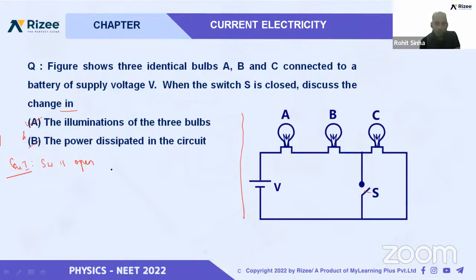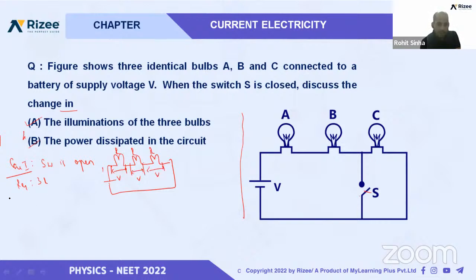If it is open, what will happen? The circuit will be like this. All three will be in working mode like this. And we know the bulbs are identical, that means R, R, R. Resistance will be the same. So we can write here that R equivalent will be equal to 3R. Let us suppose the supply voltage is V.